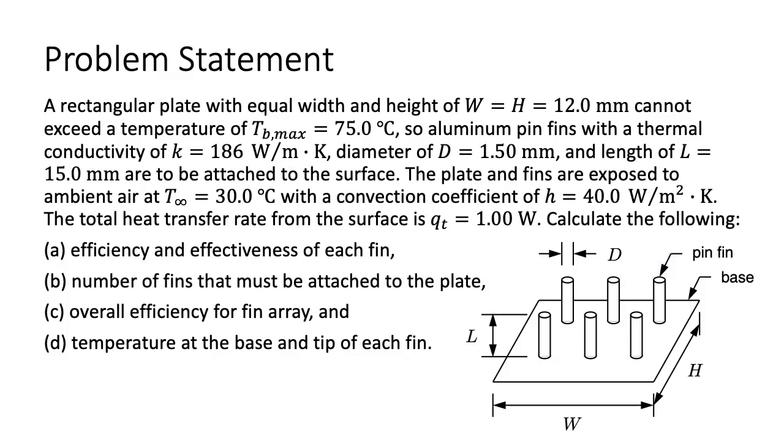The plate and fins are exposed to ambient air at 30 degrees Celsius with a convection coefficient of 40 watts per meter squared Kelvin. The total heat transfer rate from the surface is 1 watt. For part A, calculate the efficiency and effectiveness of each fin.